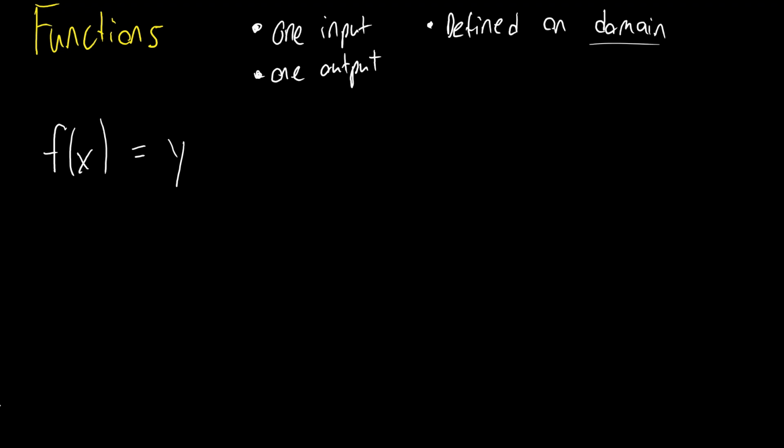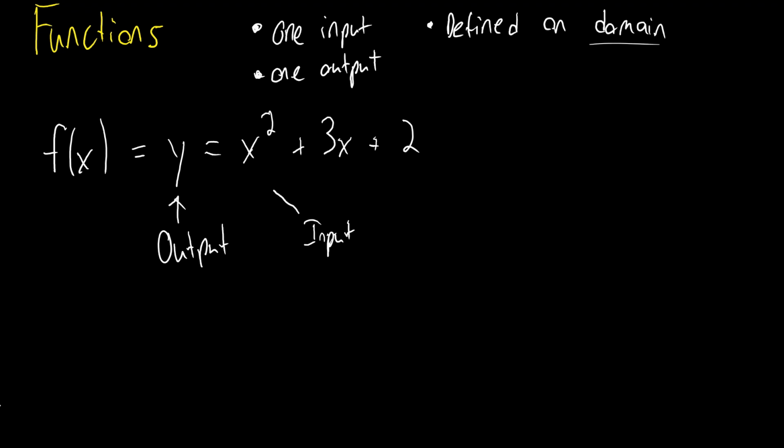So let's just do x squared plus 3x plus 2. Okay? So this is going to be your output, and x is going to be your input. Okay? And you can have multiple x's in the same function, but you can't have multiple inputs. I hope that makes sense.